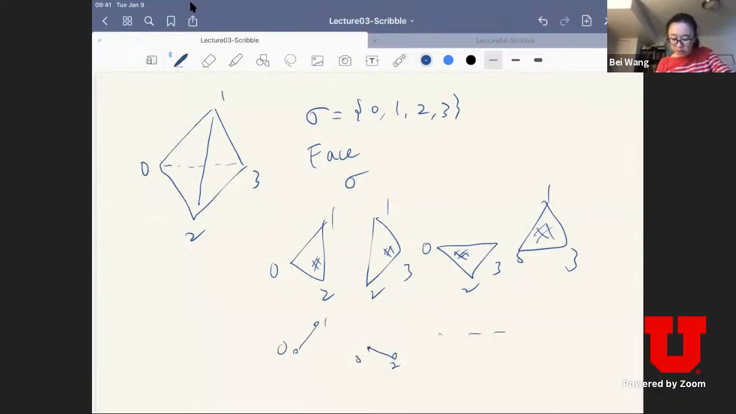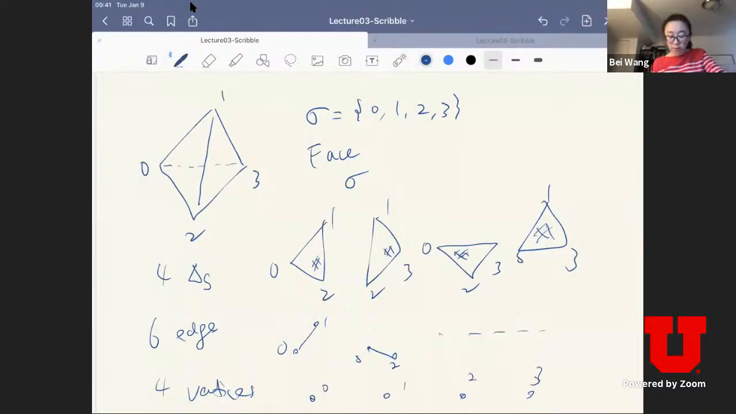0, 1, 0, 2. So there's basically 6 edges, 4 triangles, and then 4 vertices. 1, 0, 1, 2, 3. Those are all faces of it. And of course, everything except for sigma itself is a proper face because it's smaller.